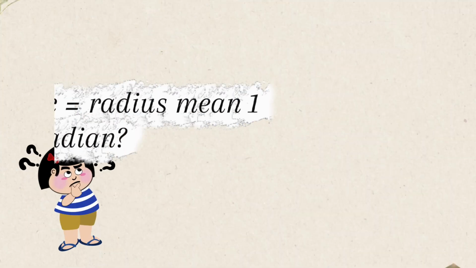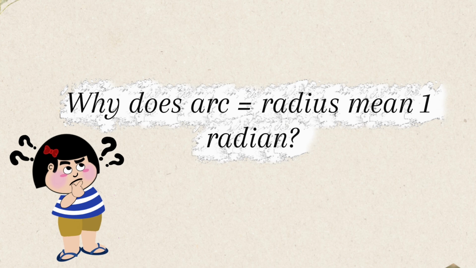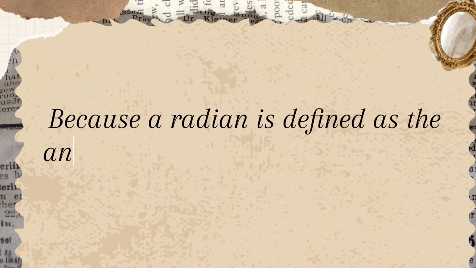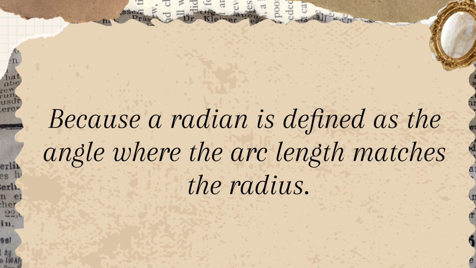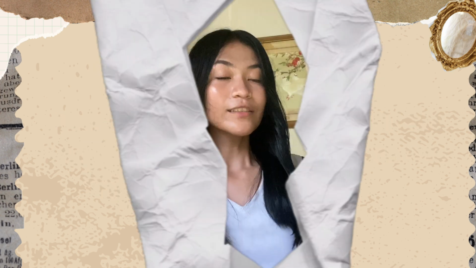Why does arc equals radius mean 1 radian? Because a radian is defined as the angle where the arc length matches the radius. So, if the arc equals the radius, that is 1 radian. And if the arc is twice the radius, that is 2 radians. And if the arc is the whole circle, which is 2 pi r, that is 2 pi radians.